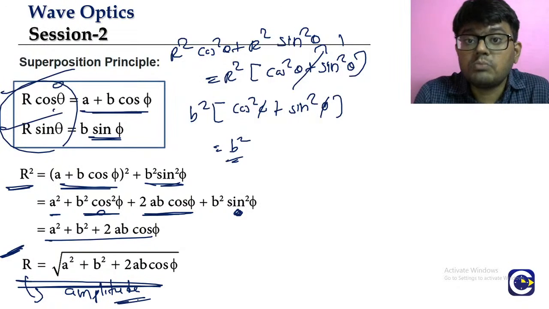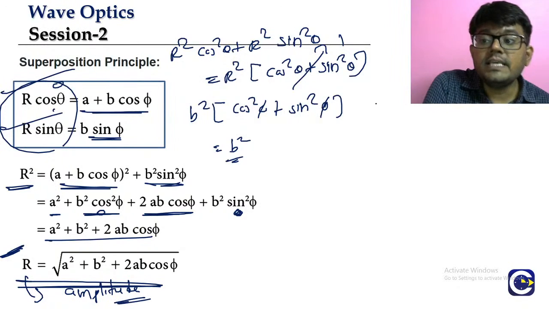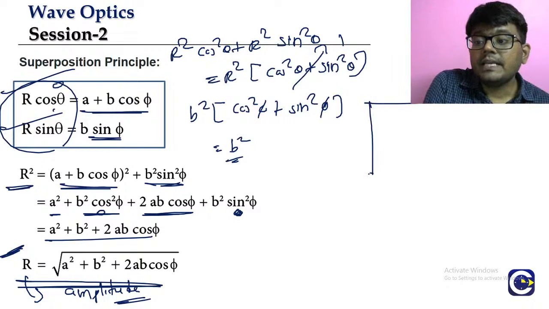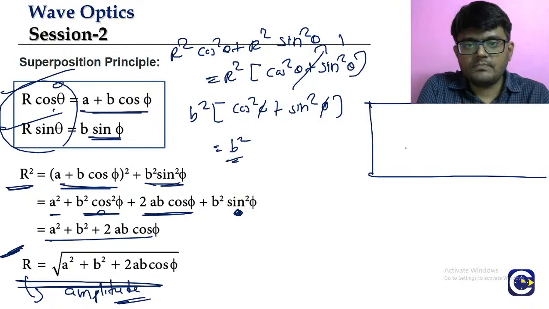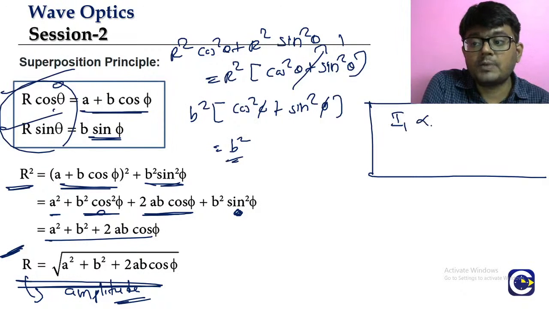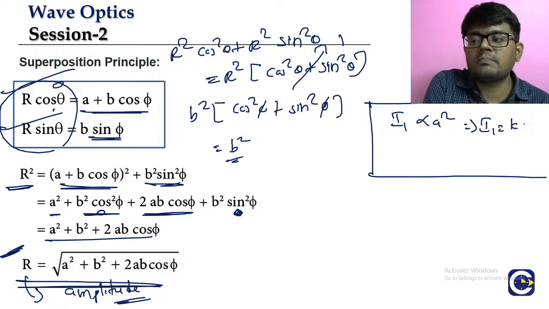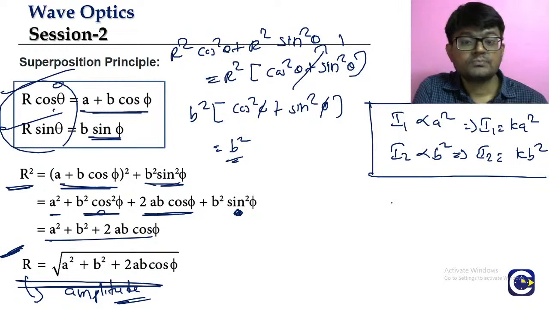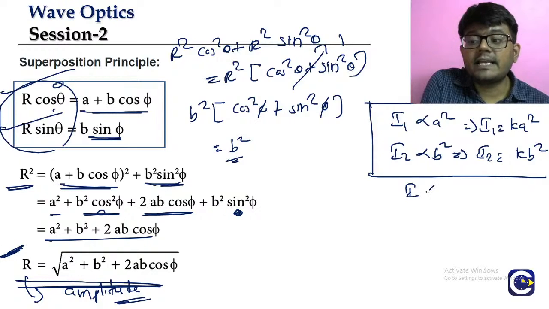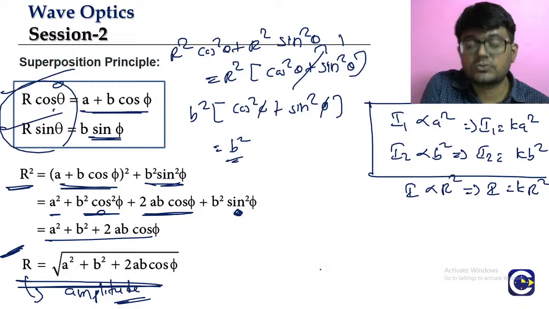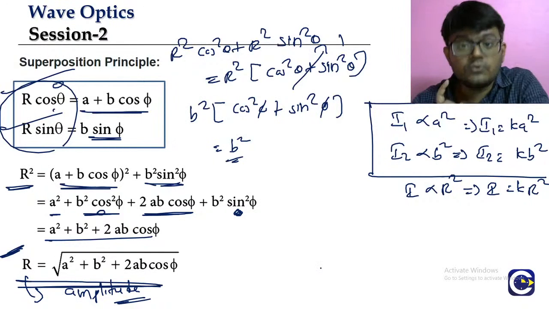But we also have to talk about the intensity. See here, the thing is, the intensities are different. For the first wave, I1 is proportional to A square. So we can say I1 is equal to some K into A square. I2 is proportional to B square. We can say I2 is equal to some K into B square. The resultant wave intensity will be proportional to R square. Means we can say I is equal to some K into R square. K is a constant.